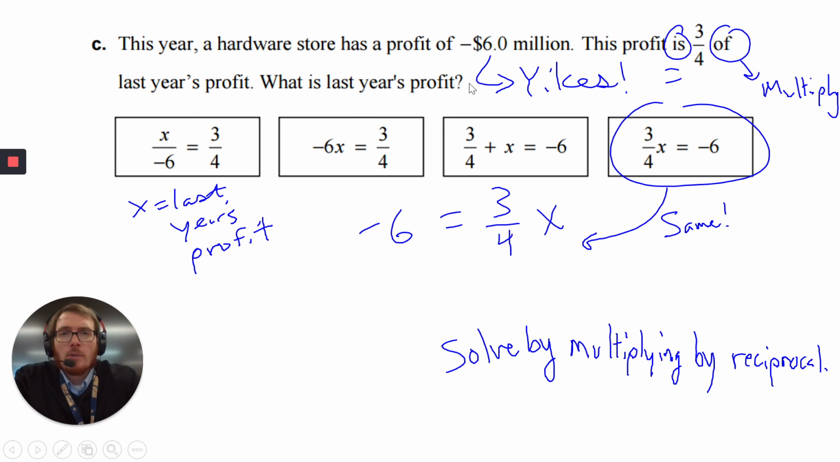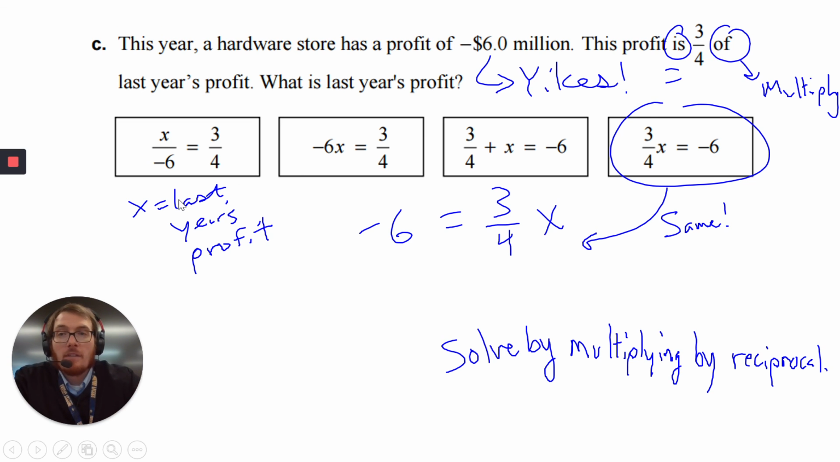This question says a hardware store had a profit of negative $6 million. Now, first off, that's a big problem. That means you lost $6 million. So let's keep that in mind. Okay, this profit, so negative $6 million, is equal to 3/4 of last year. So last year's profit is unknown, that's x. The word of means multiply.